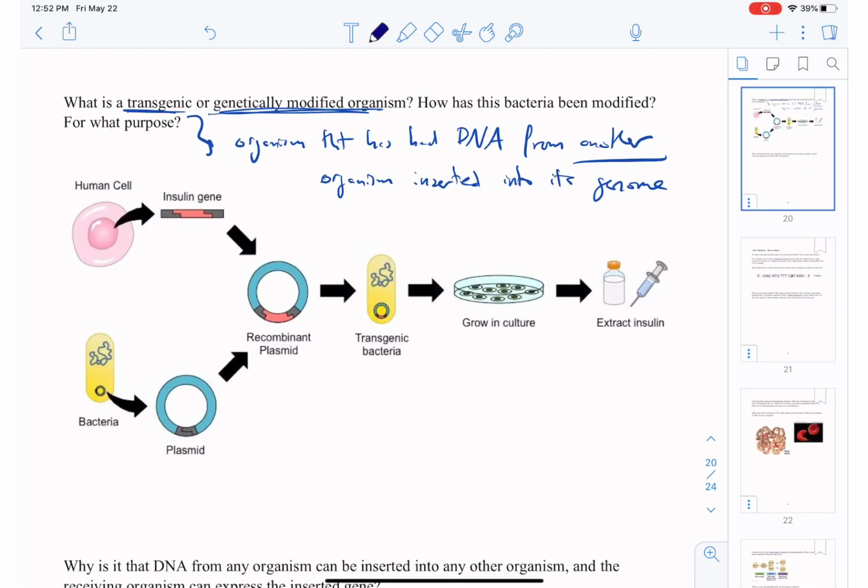And the example I want to use for this is a transgenic bacteria that has had the human insulin gene inserted into it. So first of all, what is insulin? Well, insulin is a hormone that's produced by the pancreas, and it binds the target cells, and it allows the cells of the body to take up glucose into the cell. So the cells can then use it for cellular respiration or whatever else they're going to use it for.